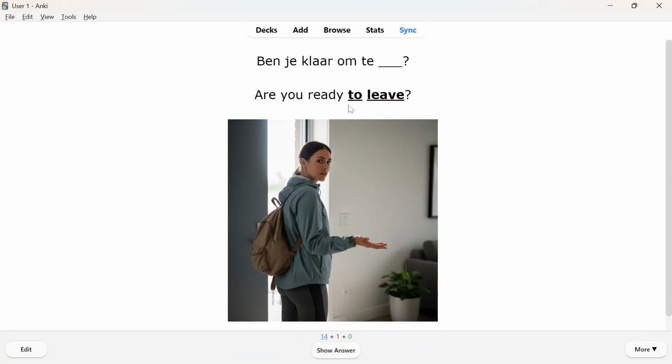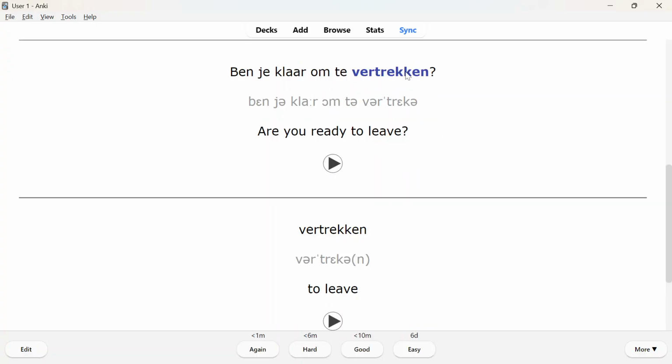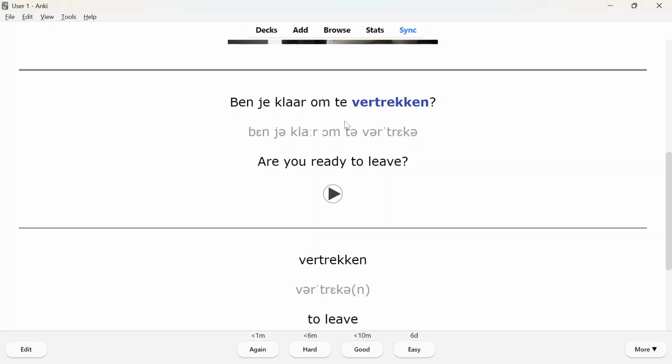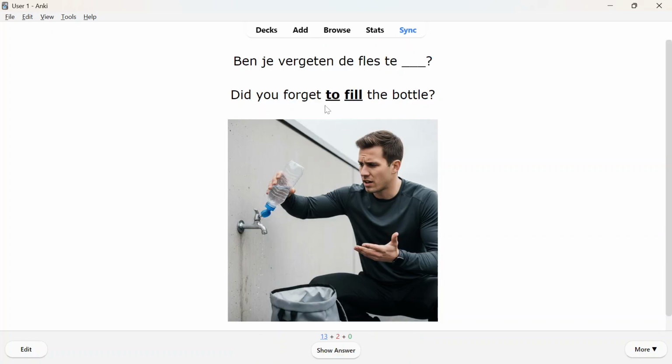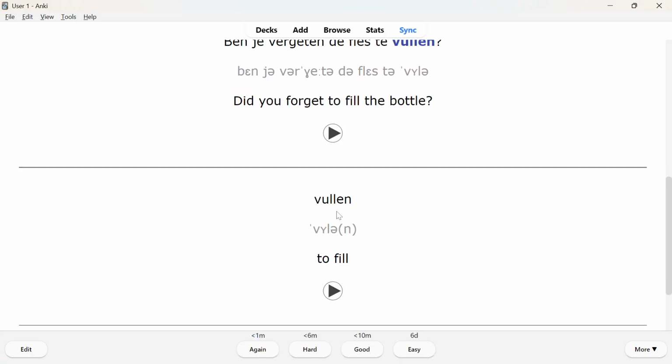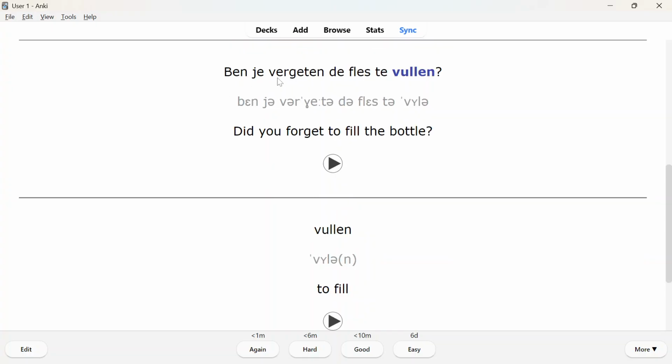Are you ready to leave? How do you say to leave? Ben je klaar om te vertrekken? Vertrekken. So vertrekken is the right answer here. Did you forget to fill the bottle? To fill. Ben je vergeten de fles te vullen? Vullen. Vullen is the correct answer.